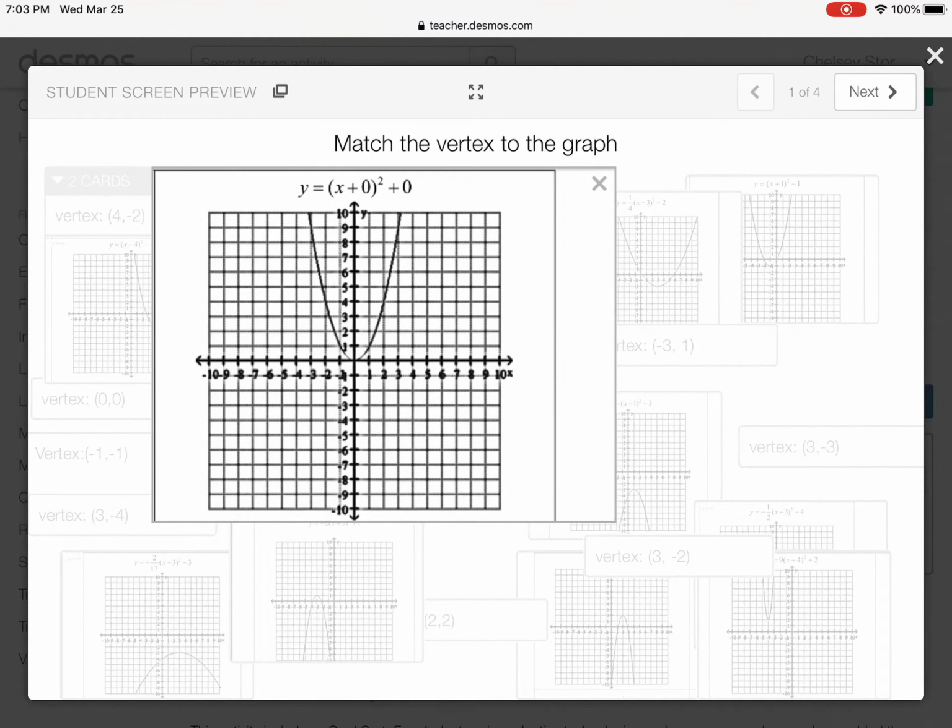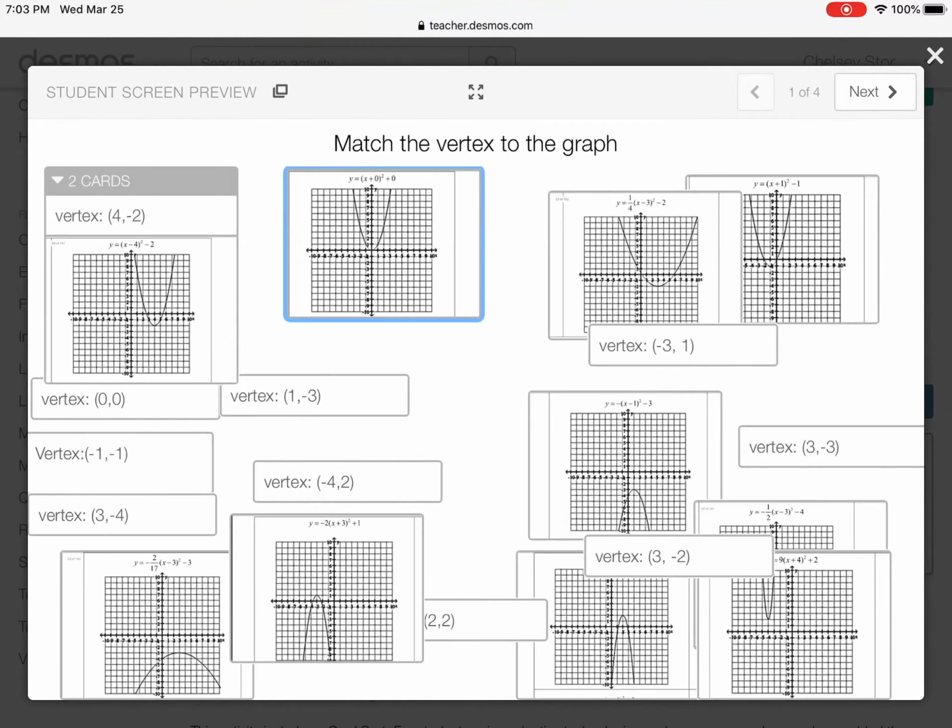So now I'm looking at this one. And this one has a +0, +0. Okay. So it has a vertex of 0, 0, and I can see that in the middle of my screen. So I'm going to drop out of this, and I'm looking for a vertex of 0, 0. Right there.